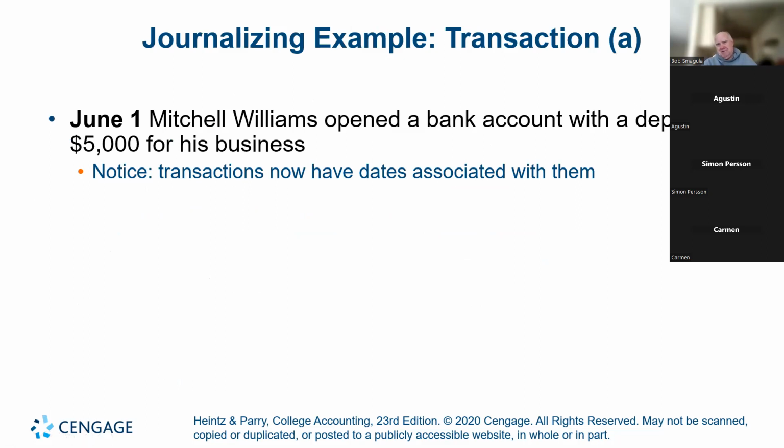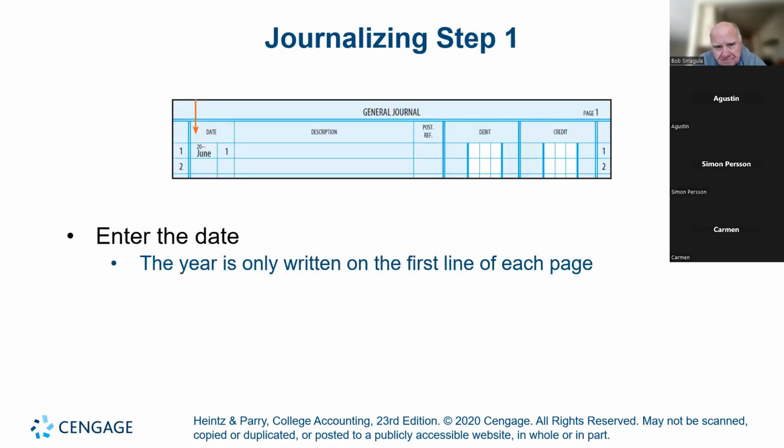So here we go. You ready to go over these transactions again? This time we're going to do them with a journal entry. Mitchell opened his business, huh? So we know we're going to debit cash and credit capital to increase both of them. Here's what the journal entry looks like. This is the form.